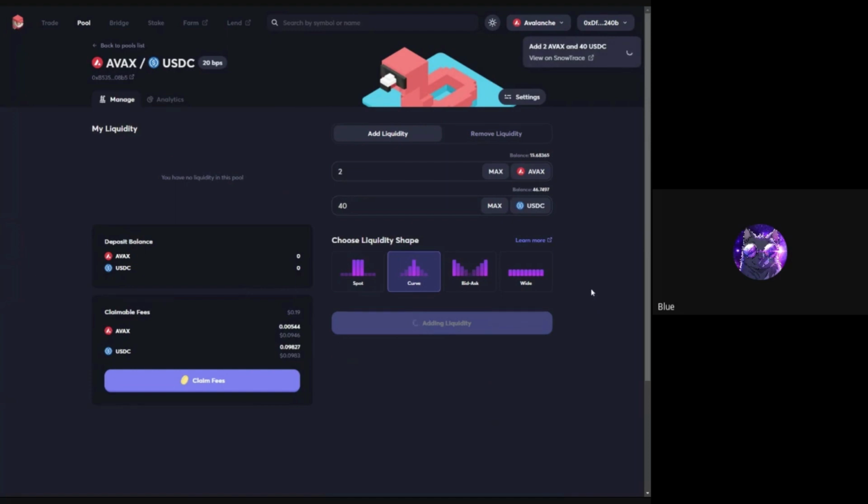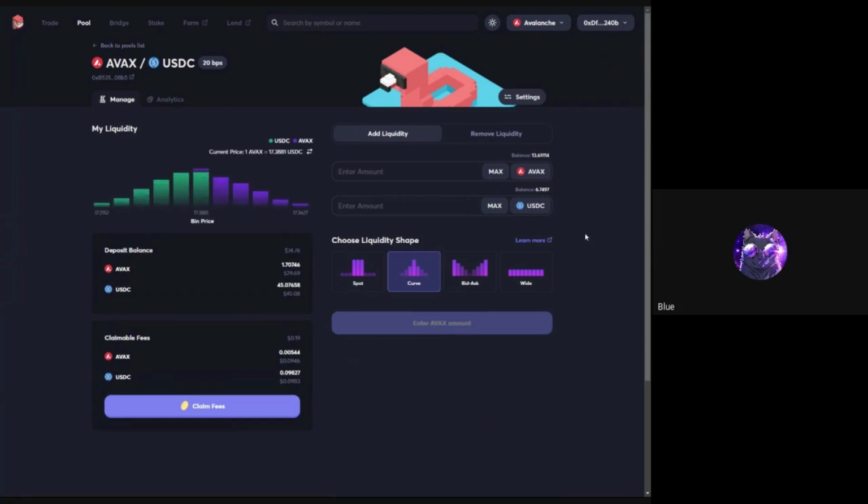So Curve started off its life as normal. You may remember it from the UI. You would have seen normal. And I think it probably wasn't the best name for it because Curve is more of a high risk type of shape to adopt in a liquidity pool.